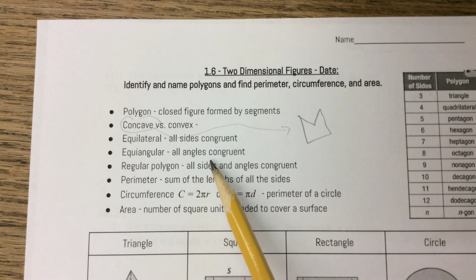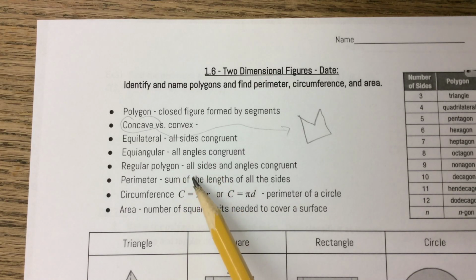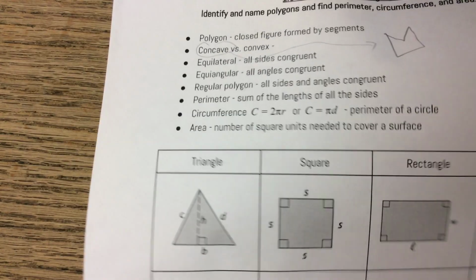Equiangular is a figure where all the angles are congruent. A regular polygon has all sides and angles congruent. Sorry, I skipped equilateral. Equilateral means all the sides are congruent. The perimeter is the sum of the lengths of all the sides, so you add all the sides up. You have two formulas for the circumference of a circle, which is the outside, and then area. You should probably know what area is already.